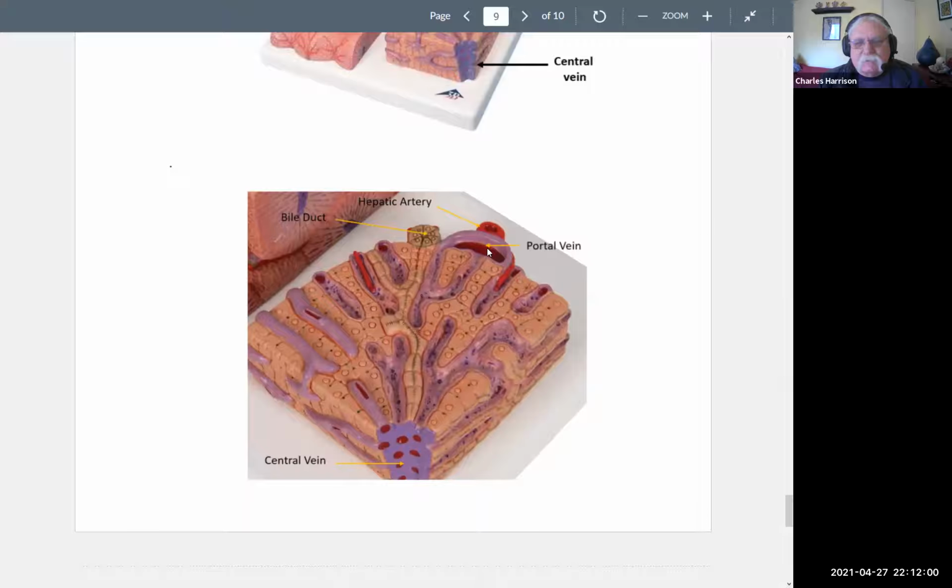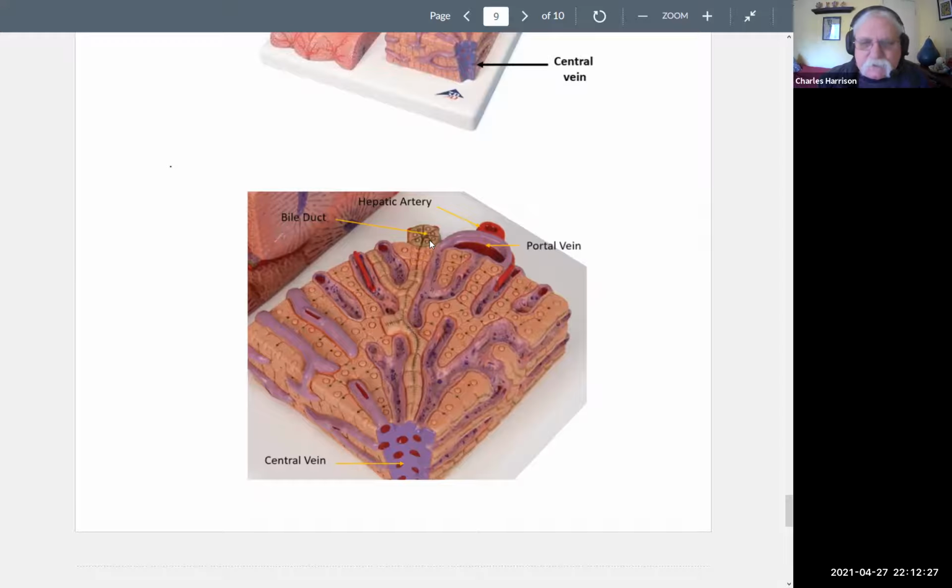Here's the hepatic portal vein, simply called portal vein here. This one's coming from the small intestine. This one's coming from the arterial circulation of the normal circulatory system. Hepatic artery, portal vein. And also we have a third structure, a bile duct.